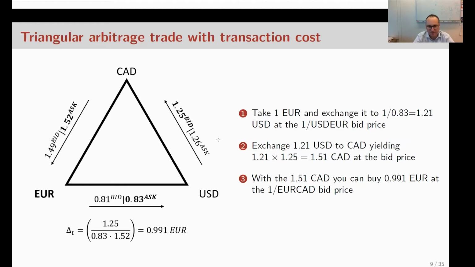And what you can see here is, in this particular example, again, a very arbitrary example and numbers, the transaction costs involved would be so big as to make this round trip of transactions generate a loss for the trader. And so we would end up with fewer euros than the one that we started with.